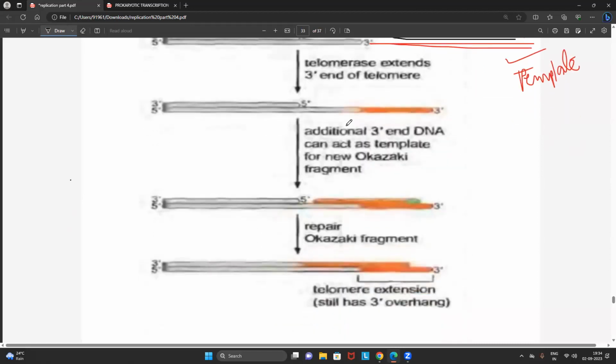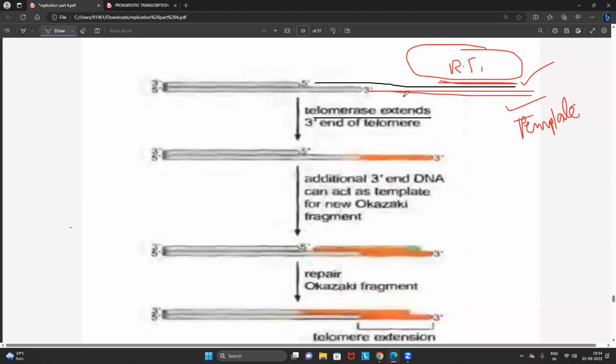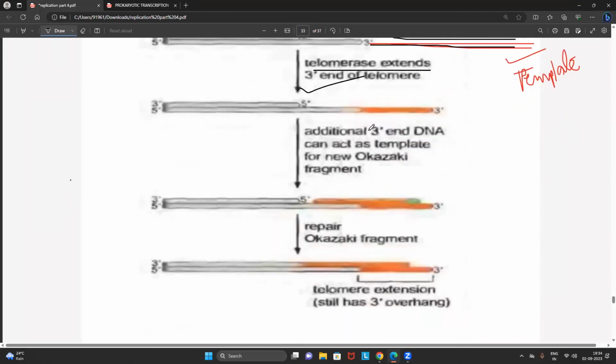So what I'm trying to explain is, first the telomerase enzyme extends the 3' end of the telomere. The moment it extends, remember, whatever 3' end got extended, friends, it is acting as a template. It is acting as a template for what? It is acting as a template for a new Okazaki fragment. Look into that point very correctly. So friends, now this is the enzyme. Inside the enzyme, the RNA template is there. By using that particular RNA, the enzyme can easily synthesize the DNA.